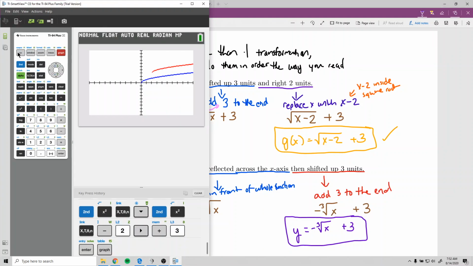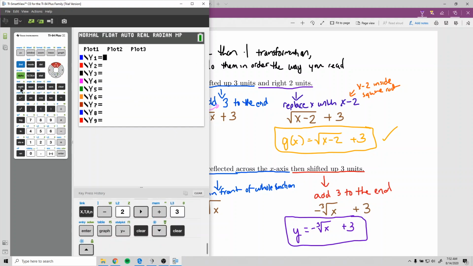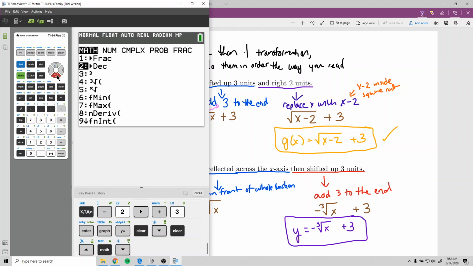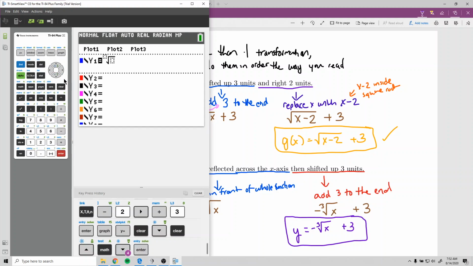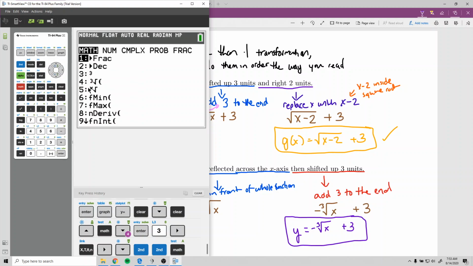Now we can once again graph to check our answer. If you want to do the cube root, hit math. There's a cube root button right here. If you wanted to do a different root, you could go down to 5, where there's an x, and then fill in the 3 on the radical with x. Now for those of you with older calculators, you have to make sure you type in the number first. If you want to do cube root of x, you would do 3 and then go to the menu and hit this.